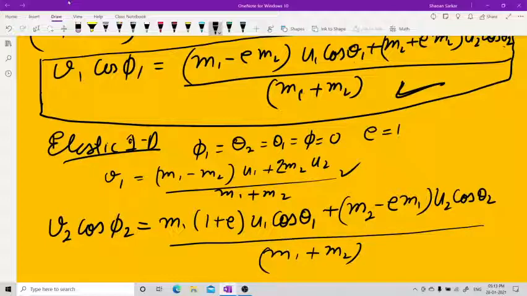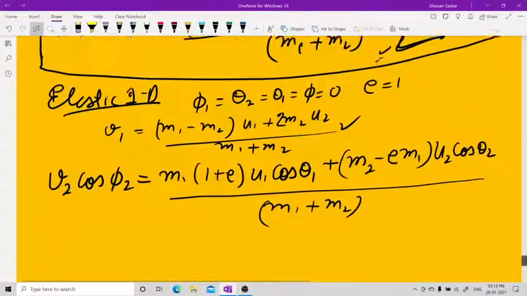Now similarly, I'll rewrite this equation down, and I'll tell you. See, rewrite that equation down. This is one equation for you.